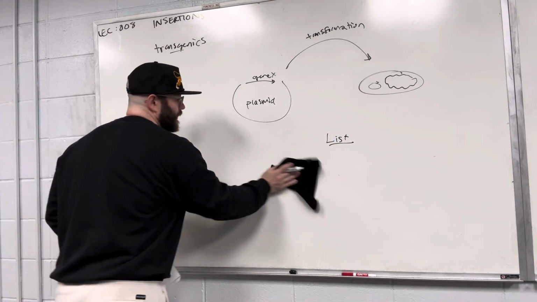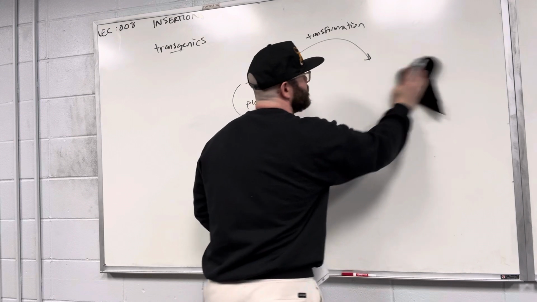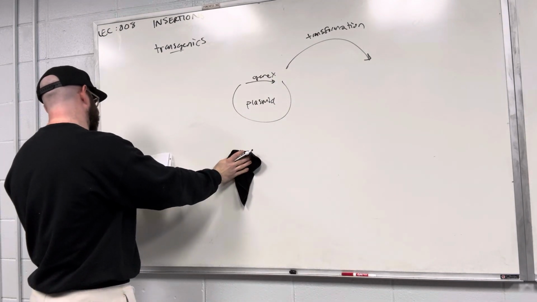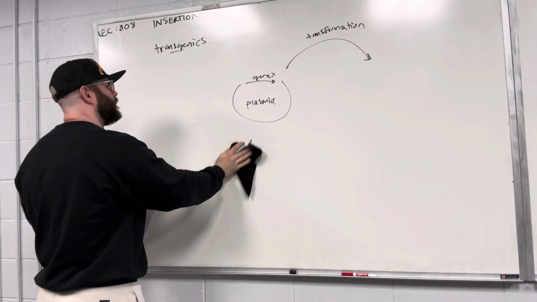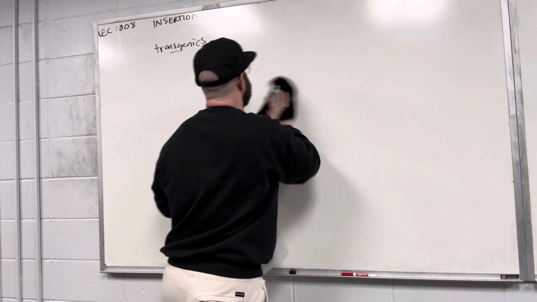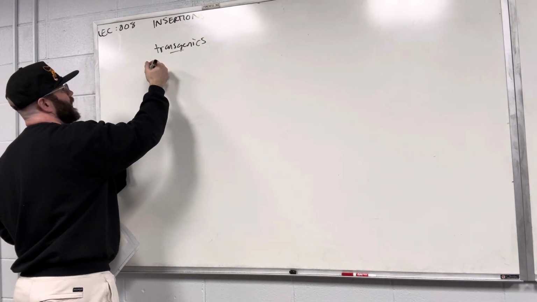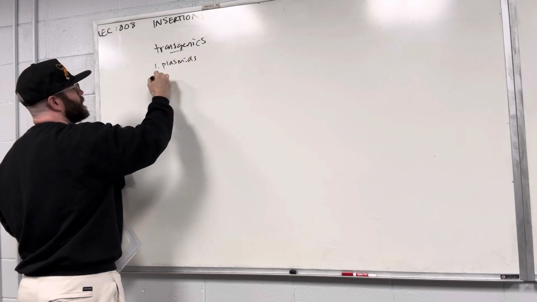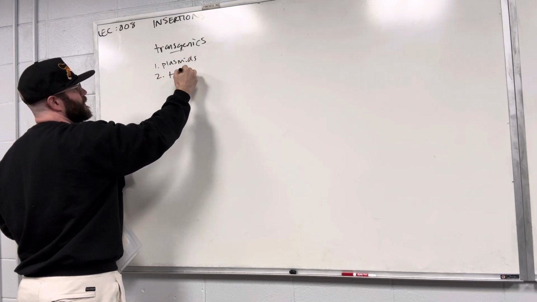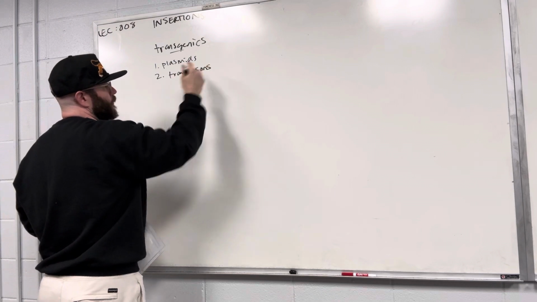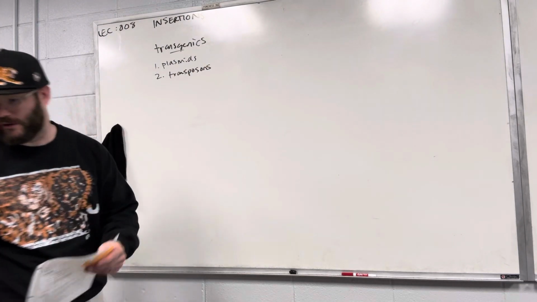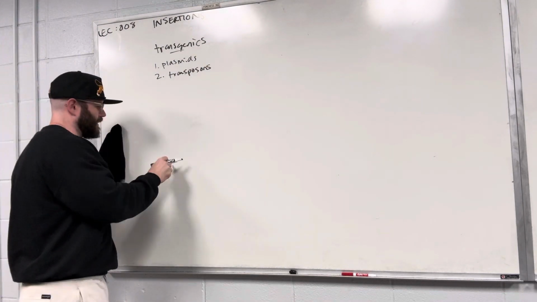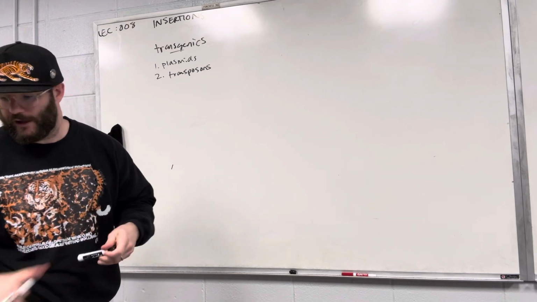So the simplest way to transform something is to construct a plasmid. Okay, let's talk about a second way. So we talked about plasmids, and the second way is transposons. I'll briefly introduce transposons. There'll be a whole lecture on transposons, I think Friday or next week.